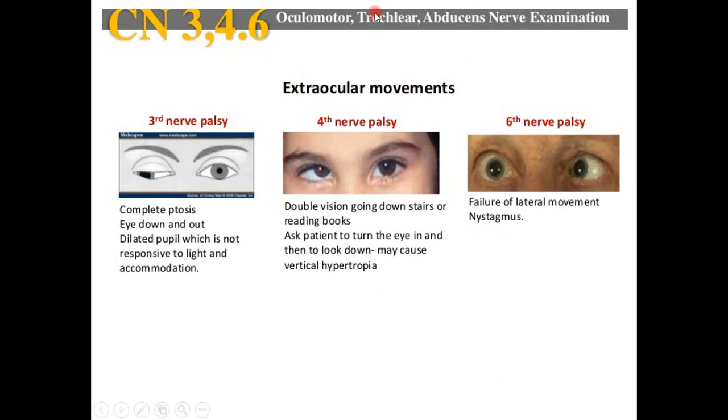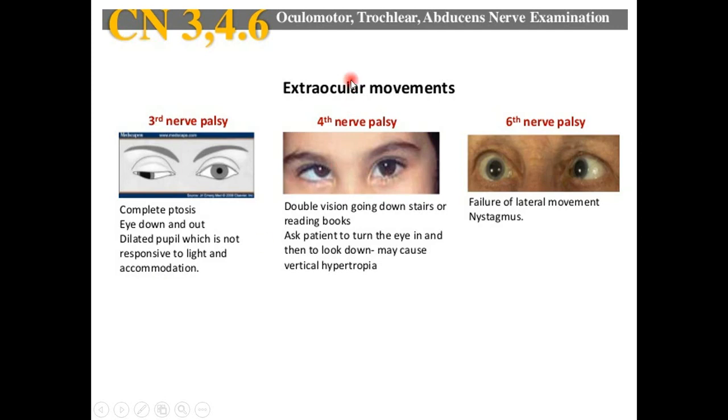This is a patient with third nerve palsy, very clear. See the eye is going laterally because of the lateral rectus, and there is ptosis and dilatation of the pupil. So ptosis, eye down and out, and a dilated pupil which is not responsive to light and accommodation.